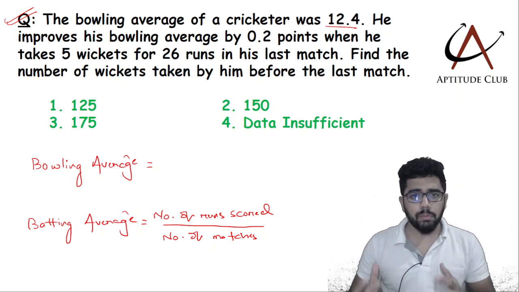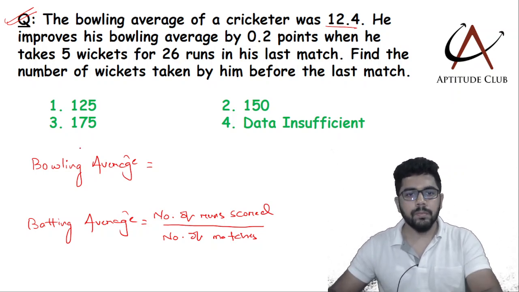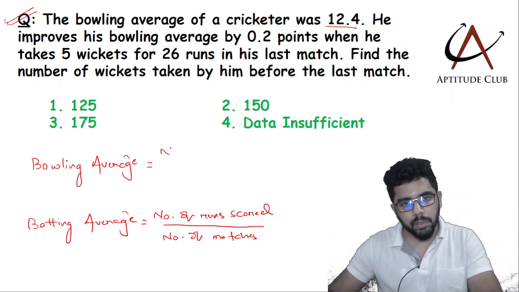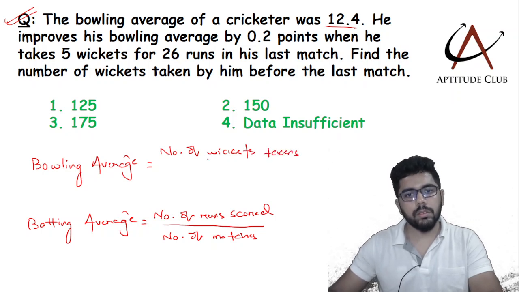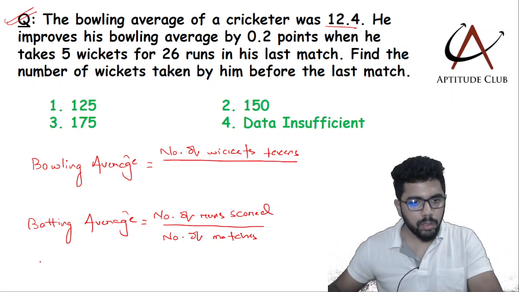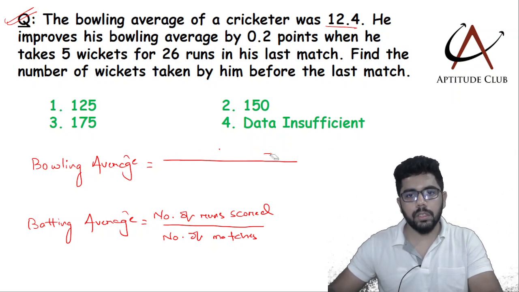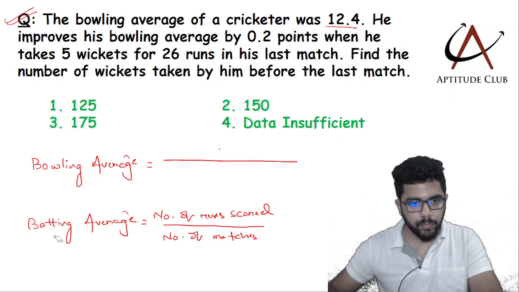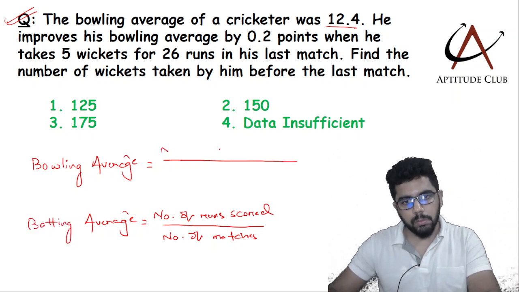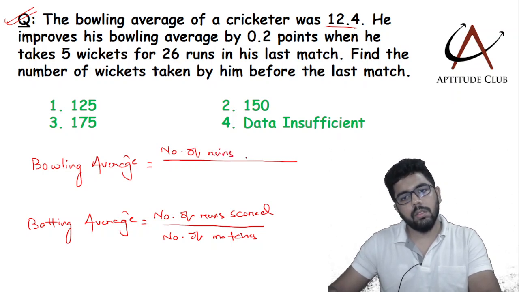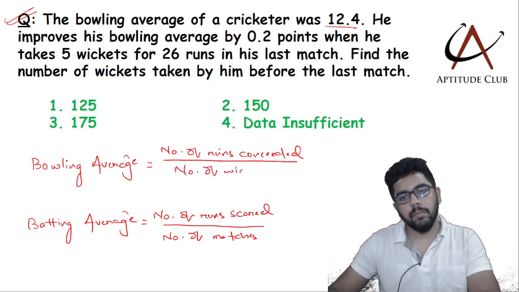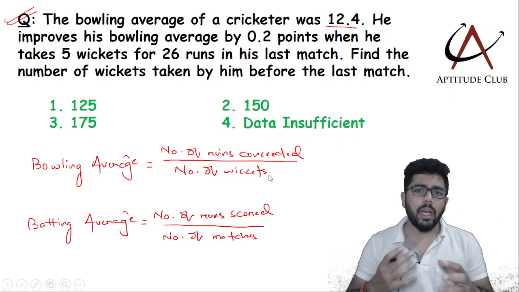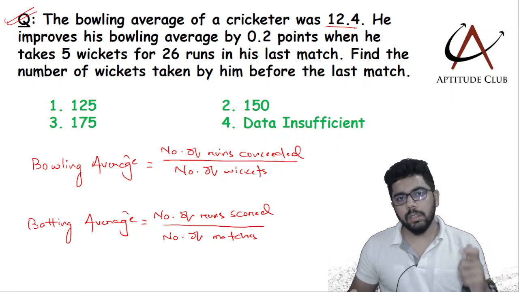So accordingly, what's the purpose of a bowler? The purpose of a bowler is to take wickets. So bowling average is calculated like this: sorry, not number of wickets taken, number of runs conceded per wicket. It is not number of wickets taken per match. It is number of runs conceded divided by number of wickets taken. That means to take a wicket, how many runs does the bowler concede? That is the meaning of bowling average.